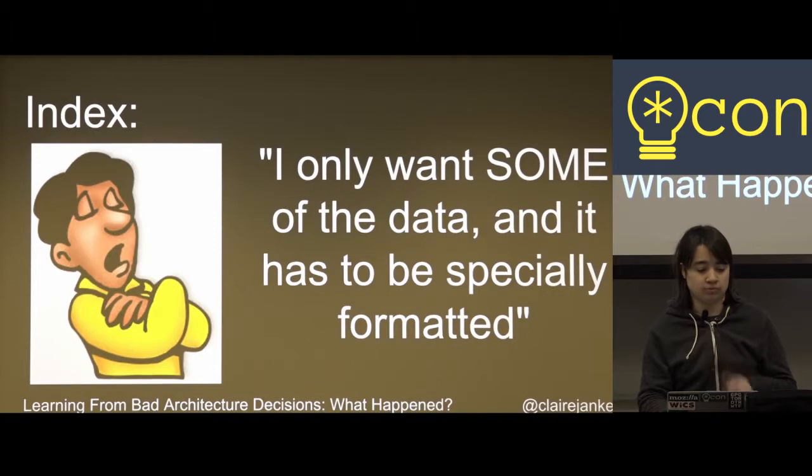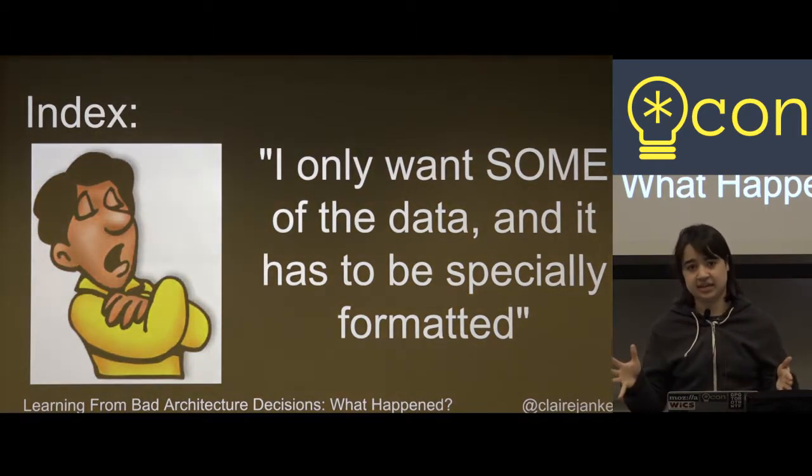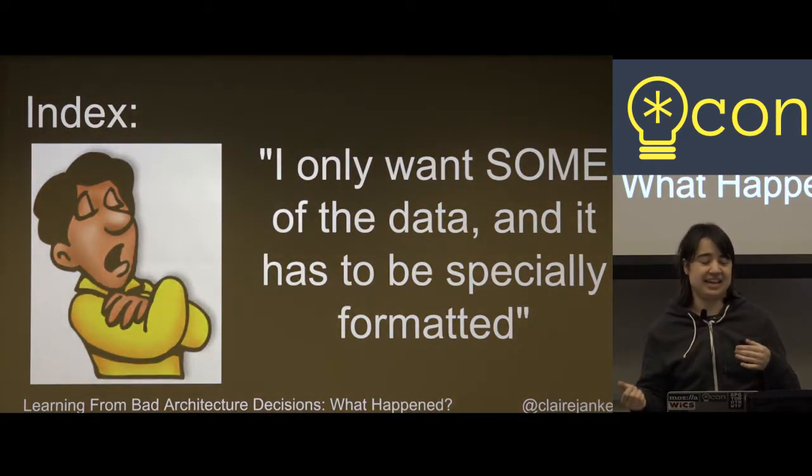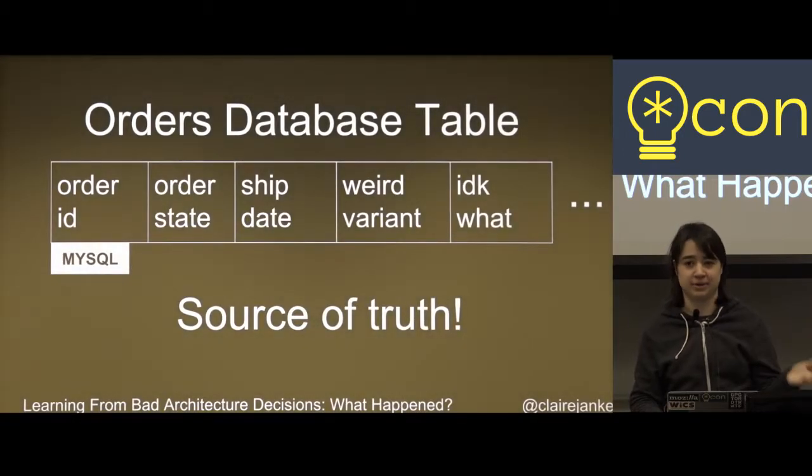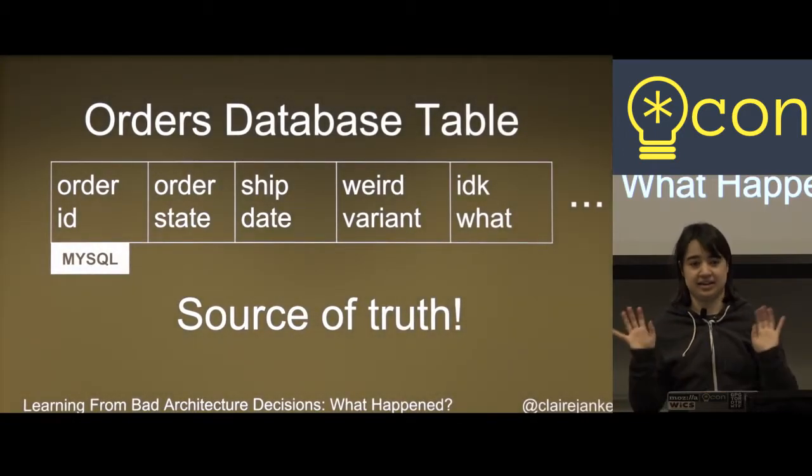And so normally you'd think you could just send that straight to the index, right? But the index is kind of picky, and it only wants some of the data. If you look back, there are a few random fields in there, some weird variants, things you don't even know what they are just by reading the field names. And the index is like, I don't want that.